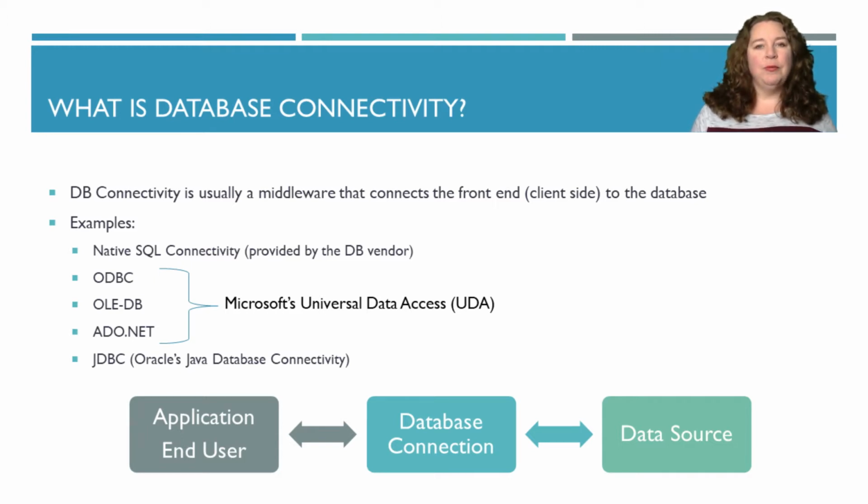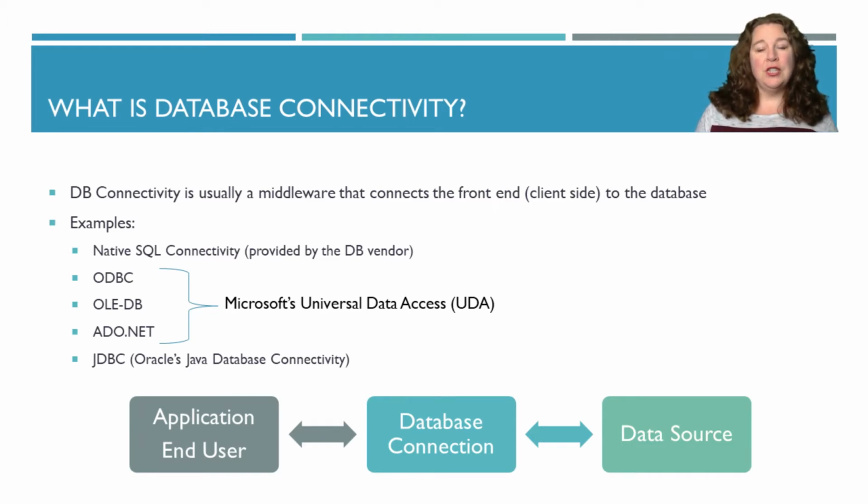So how do you get from your database to your client and vice versa? How do you get information back and forth? This little piece of middleware that we call your database connection or connectivity is the part that does that. So if you want to connect to your database, there's a couple of different ways to do it.